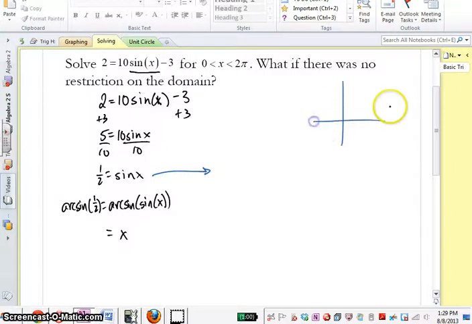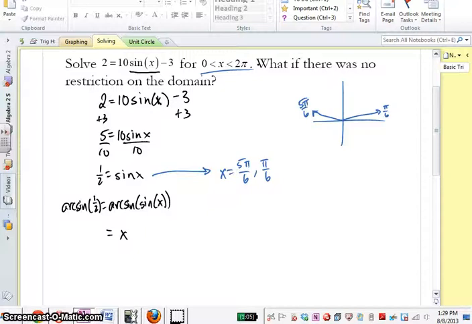If you look at a unit circle, sine has a value of 1/2 at pi over 6, and again at 5 pi over 6. So x must be pi over 6 or 5 pi over 6. And those are the only two answers we should consider first, because we are told only to give answers for x between 0 and 2 pi.